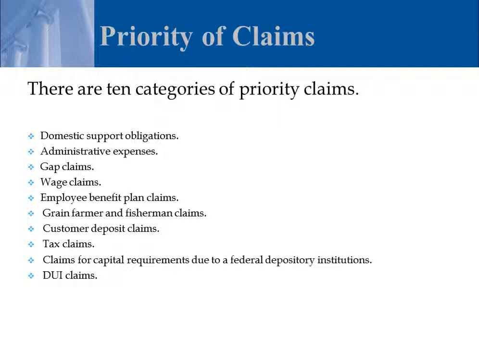Tax claims. These include generally taxes which came due within 3 years prior to the bankruptcy filing. Then we have claims for capital requirements due to federal depository institutions. This is a specialized category and gives priority to claims of banks against people or businesses who are required to maintain the capital reserves of the bank. And DUI claims. These include judgments and monetary claims for personal injury and death as a result of driving a motor vehicle or motor vessel unlawfully while under the influence of alcohol, drugs, or other substances. So again, these are the 10 categories of priority claims that get paid between secured creditors and unsecured creditors.